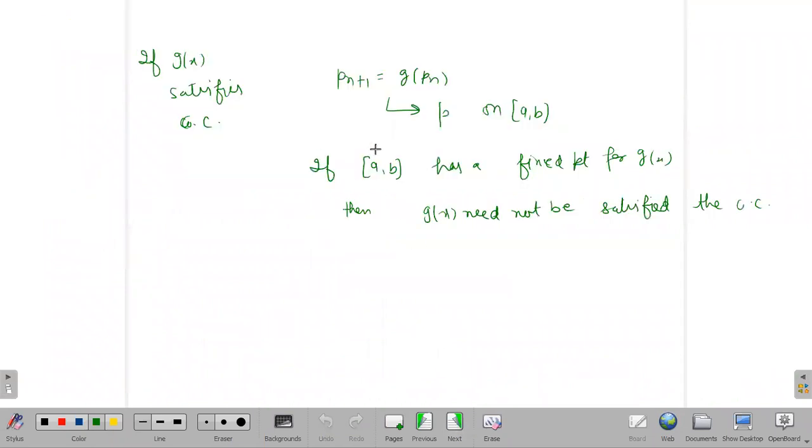Here you can see the difference now. This implies if g of x satisfy all the three conditions, then sequence will converge to P. I'm not saying sequence will not converge to P and g of x will not satisfy all the three conditions. This is also, we can write it. Means if it is not the case, I cannot say this.